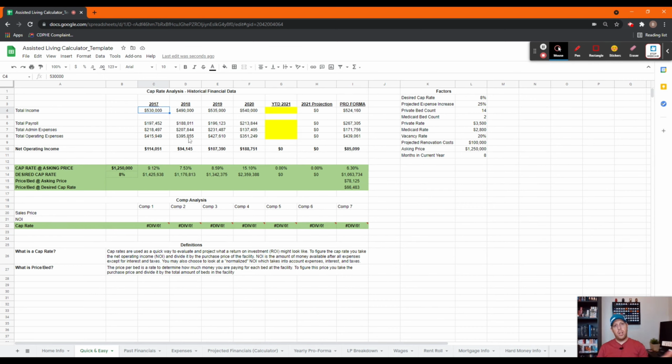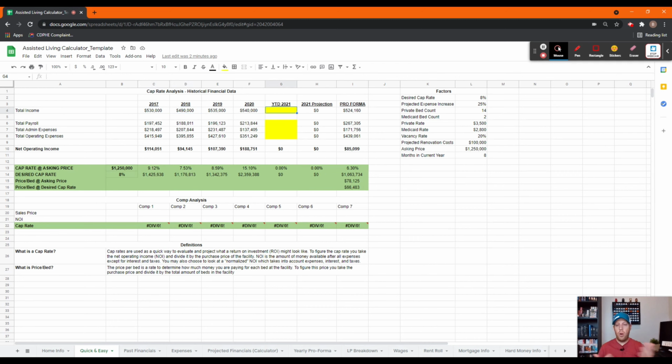So typically you're going to get 3 years of historical financials on a facility. That's very standard. It's something that a lender is going to need from you. So make sure you're getting that information, unless it's something that they just haven't owned for that long, in which case you just get what you can out of it. But right here, you're just going to put those numbers in for those years.